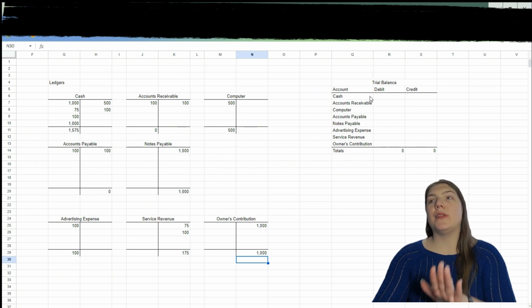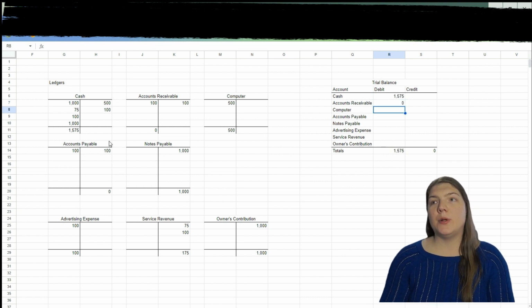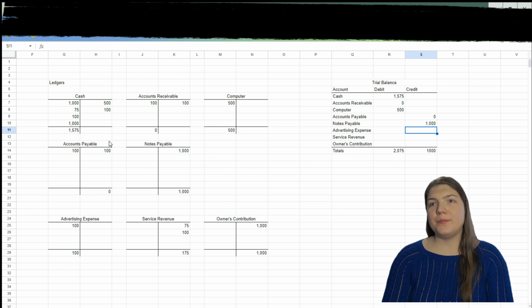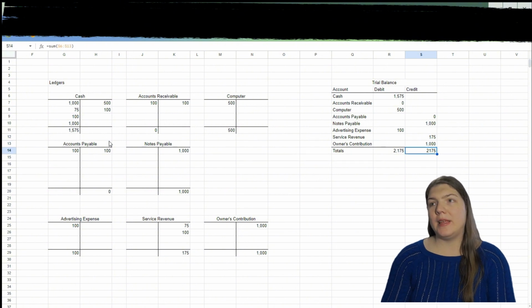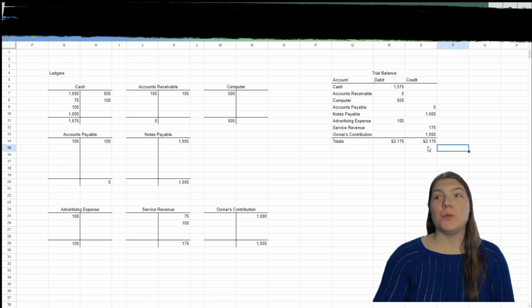From here, we can go to the trial balance, which I set up over here, and it's really just a matter of copy-paste. So cash has a debit balance of $15.75, put that here. Accounts receivable is 0. Computer is a debit of 500. Accounts payable is a credit of 0. Notes payable is a credit of 1,000. Advertising expense is a debit of 100. Service revenue is a credit of 175. And owner's contribution is a credit of 1,000. So you can see here that our debits equal our credits, and that means everything is in balance and we're good to go.